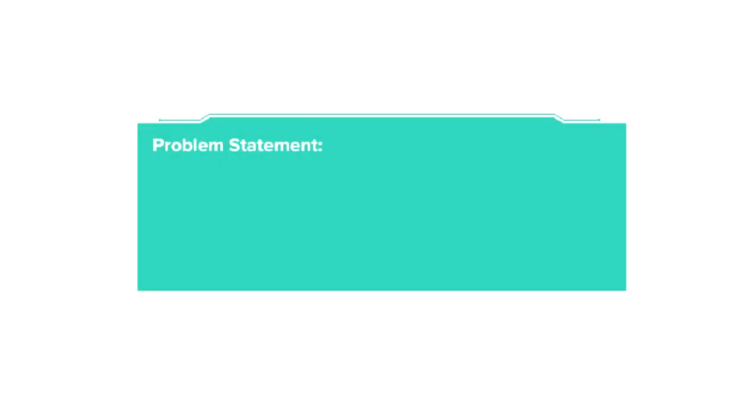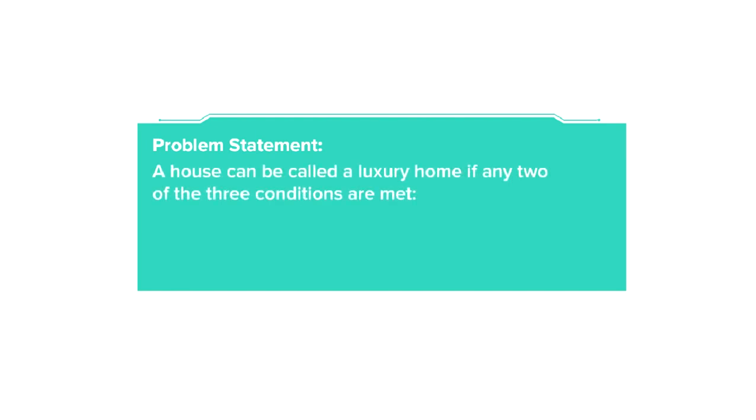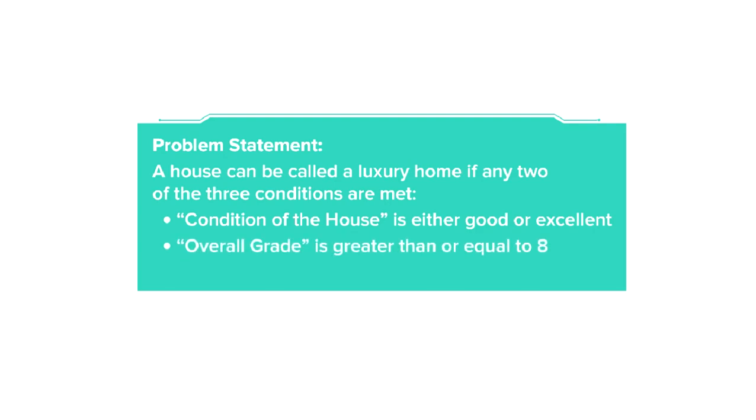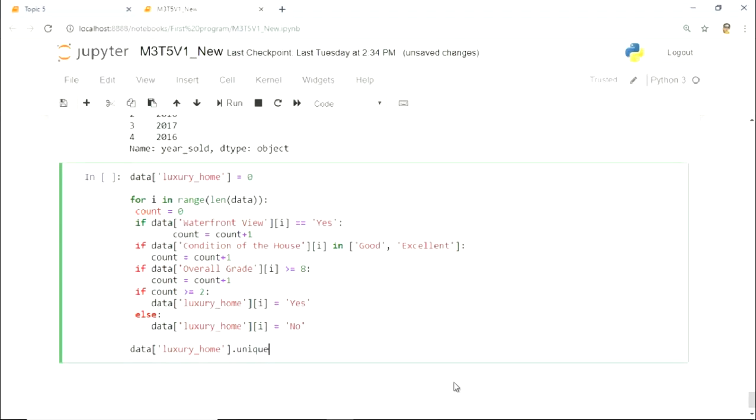Consider that we want to make a new column as luxury home. A house can be called a luxury home if any two of the three conditions are met. Condition of the house is either good or excellent. Overall grade is greater than or equal to 8. Waterfront view is present. Let's first look at the Python implementation.